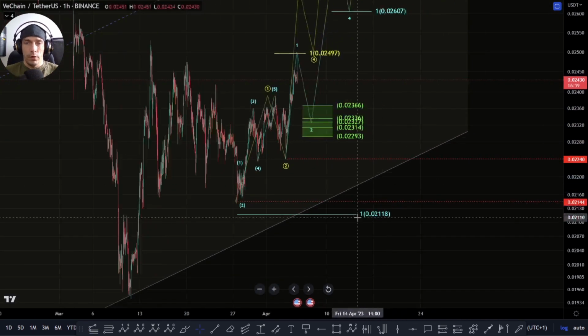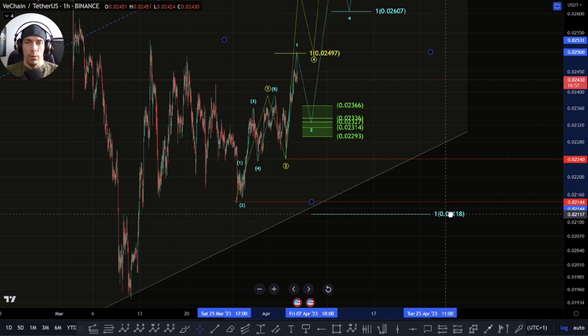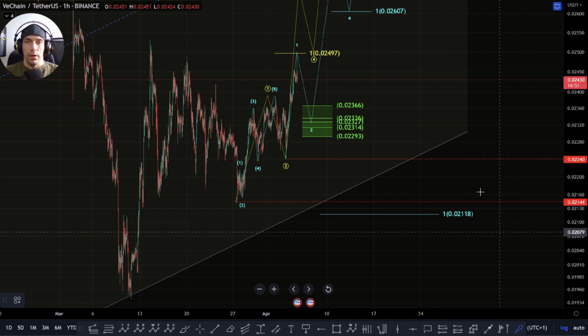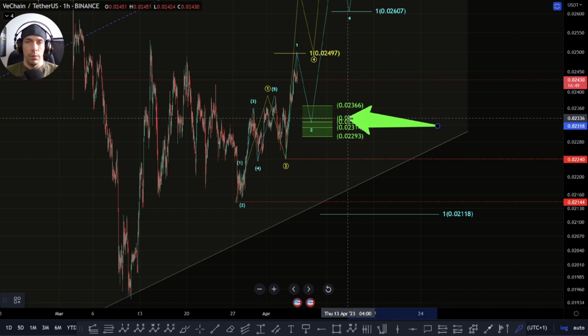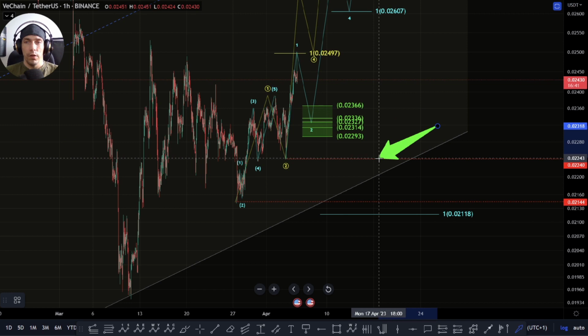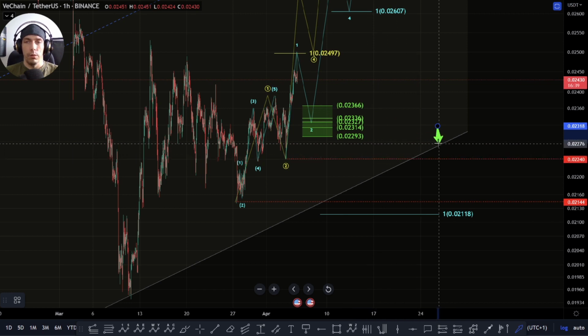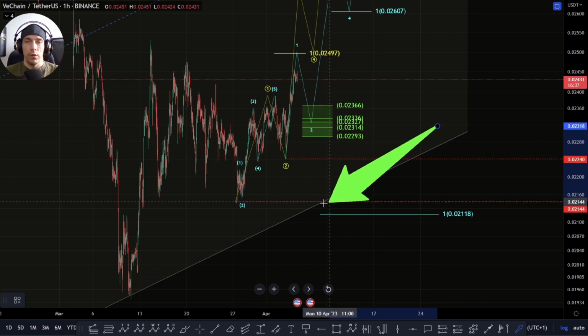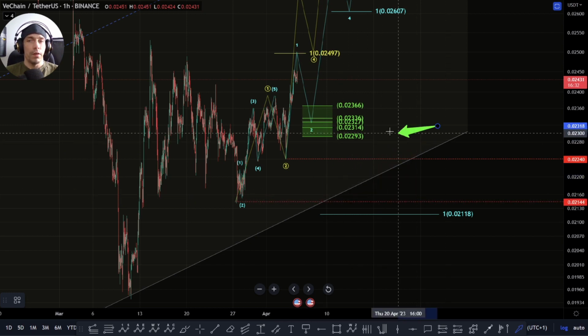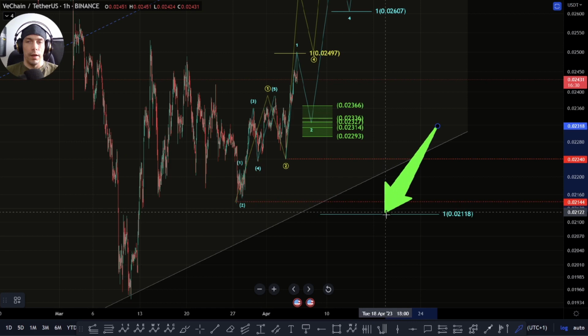So if we do start to break down here, this is going to be a zone I'm looking for, this 02118. Basically what I would be looking for is that these areas that we talked about, this support zone here of 2293 to 2366, not holding, losing this trend line here, this 2240, and then losing this lower line here as well.